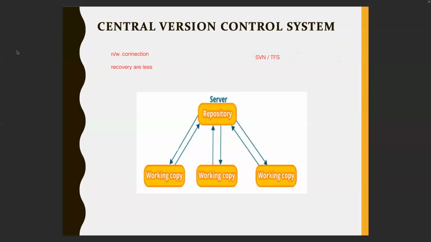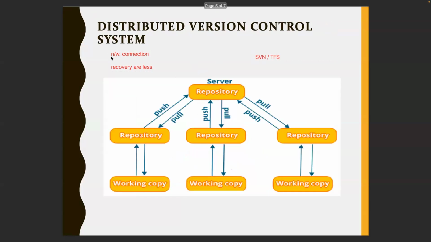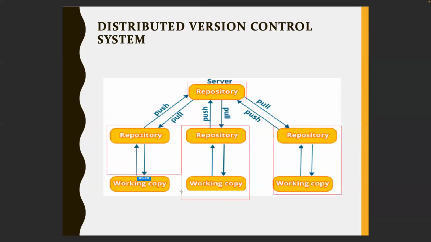To overcome these challenges and drawbacks, another type came: distributed version control systems. In distributed version control systems, there is a central server or remote server, this one. And this is the workstation of each individual user or collaborator. If it's a development team, each developer; if it's a DevOps project, each DevOps engineer. Everyone will have their own copy of the remote repository, which is called the local repository. This is called the local repository. This is called the remote repository.